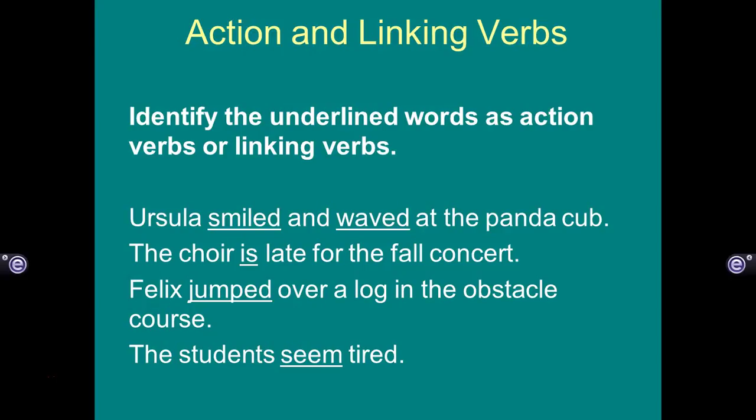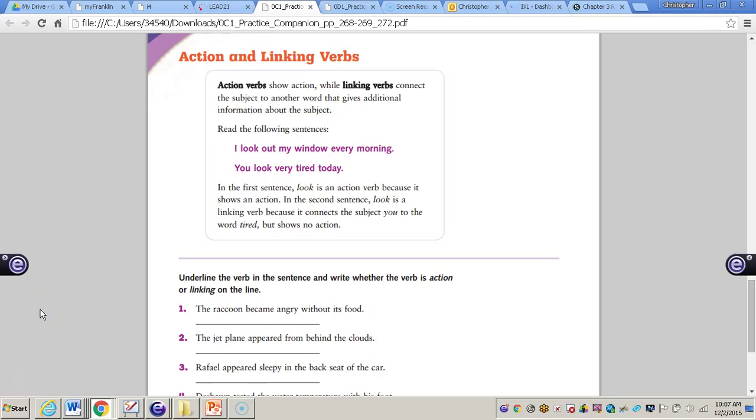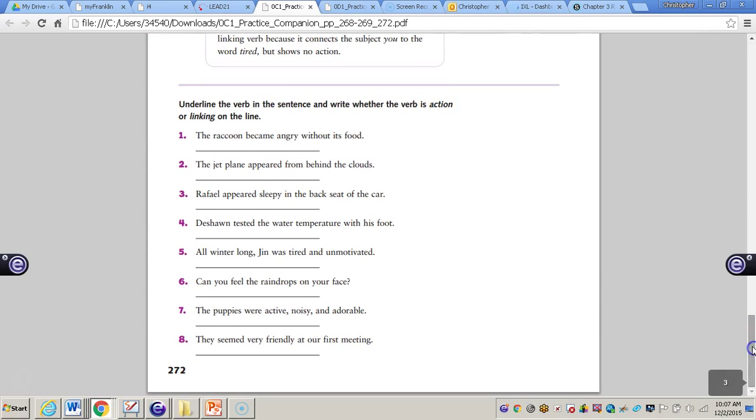So let's turn to page 272 in your practice companion books, and we'll continue to look at action and linking verbs. All right, page 272 says action and linking verbs. It says action verbs show action, while linking verbs connect the subject to another word that gives additional information about the subject. Let's take a look at numbers 1 through 8 at the bottom. It says underline the verb in the sentence and write whether the verb is action or linking on the line.